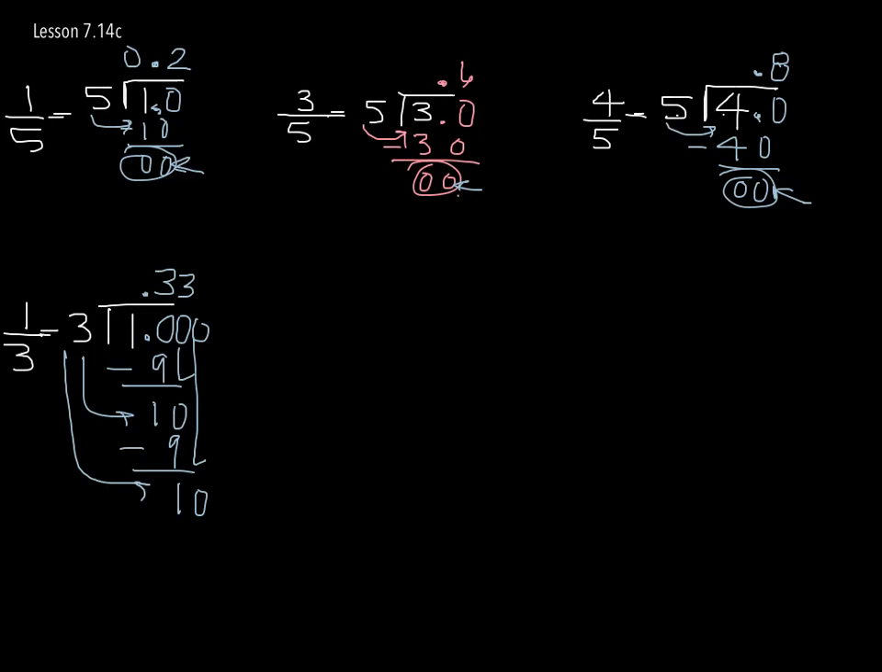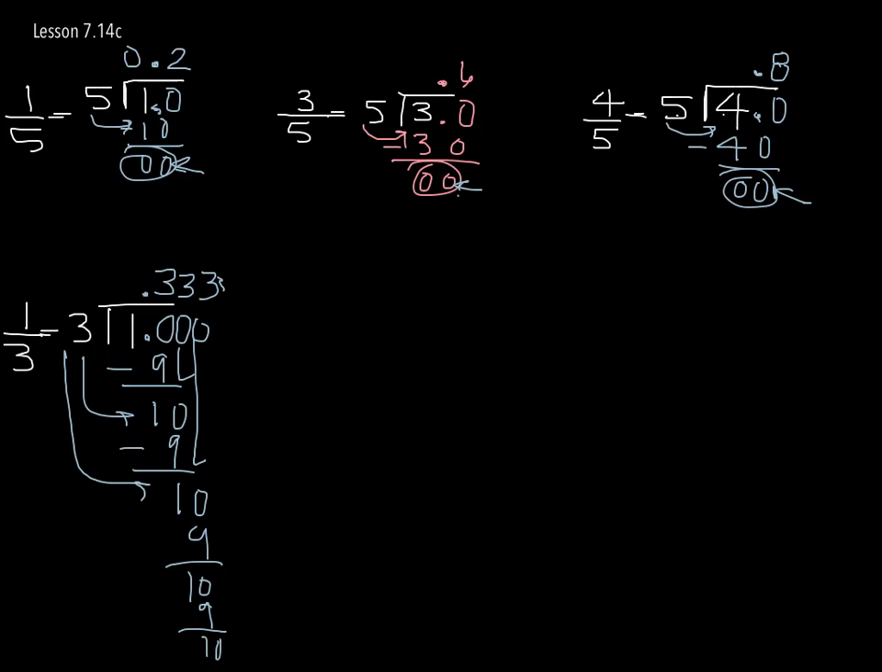So what we have here is what's called a repeating decimal, which means this 3 is going to go on and on into infinity. If I had enough room and enough time, I could keep doing this, and I would keep getting the same thing. And it would still be 3, 3, 3.